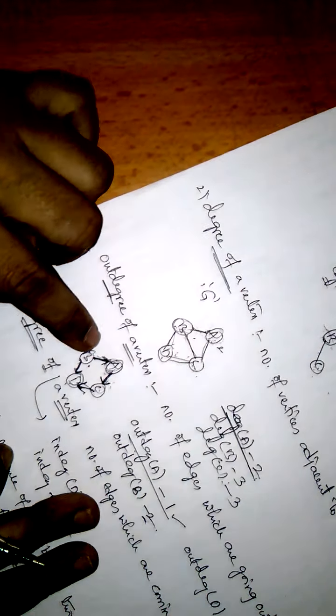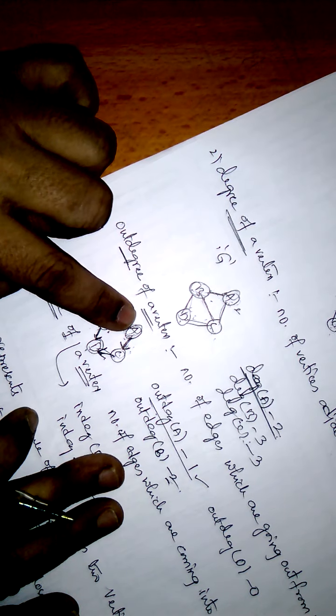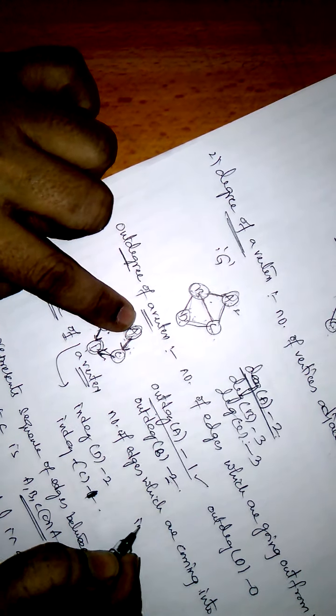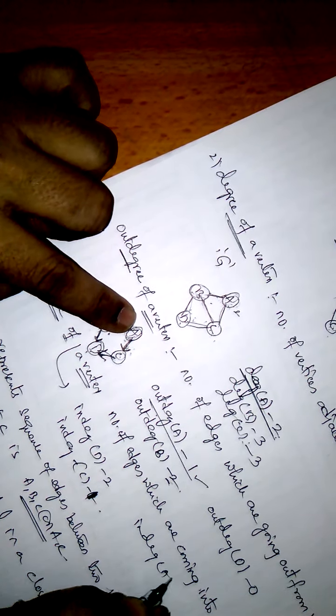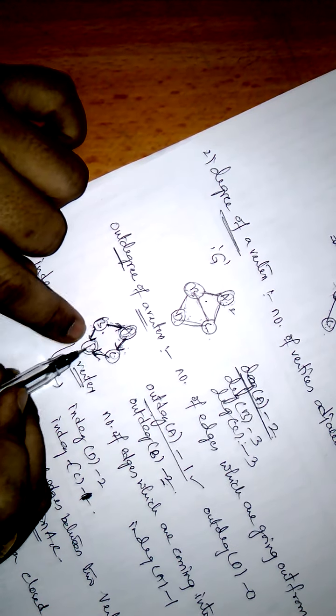Then what is in degree? The number of edges incoming to the vertex. For the same graph, what is the in degree of A? In degree of A is 1, only one edge is coming. What is the in degree of D? 2 edges. Okay, this is called in degree.